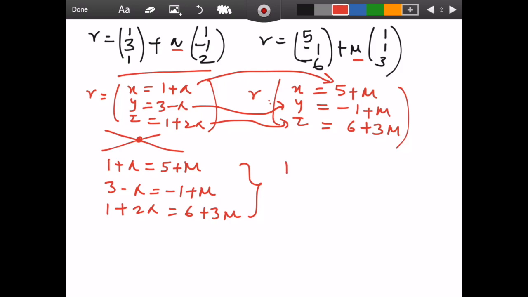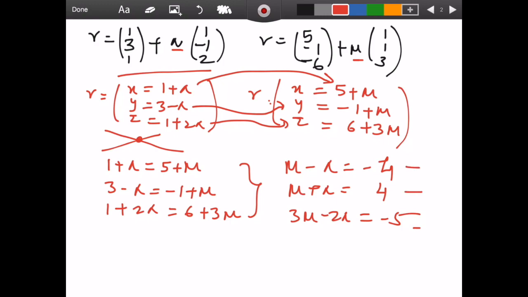The first equation is mu minus lambda equals negative 4. The second equation is mu plus lambda equals positive 4. And the third is 3 mu minus 2 lambda equals negative 5. Now you can solve any of these equations to get the values of mu and lambda. When I use the first two equations and solve, I get 2 mu equals 0, which means mu is 0, and lambda is 4.